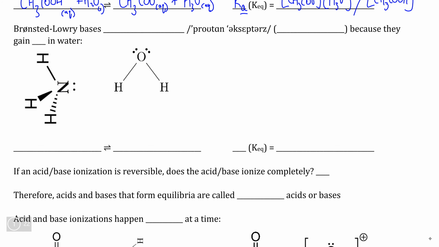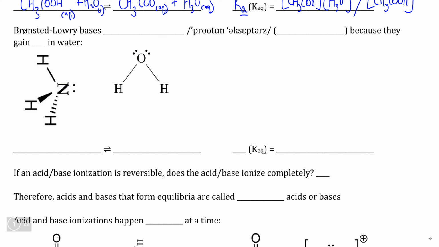Now, conversely, if we consider ammonia, probably the most well-known Bronsted-Lowry base, we call ammonia a base because it's what we call a proton acceptor, meaning that when we put ammonia into water, it's going to use its lone pair to pull a hydrogen off of water and break this bond, turning it into a lone pair.